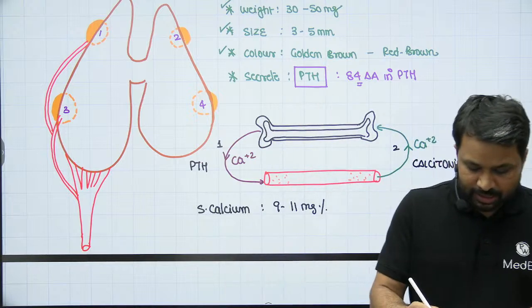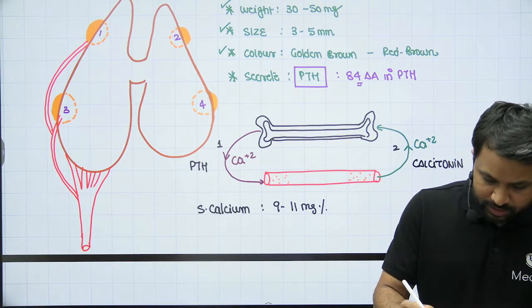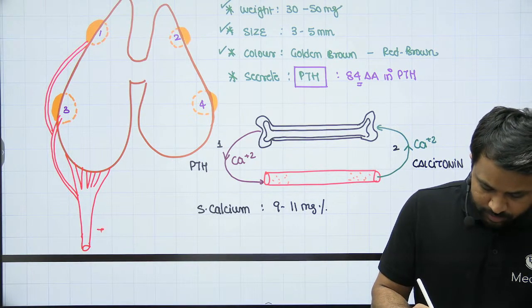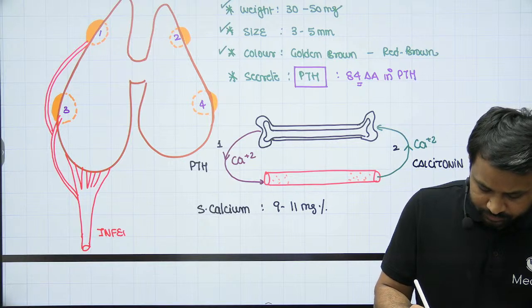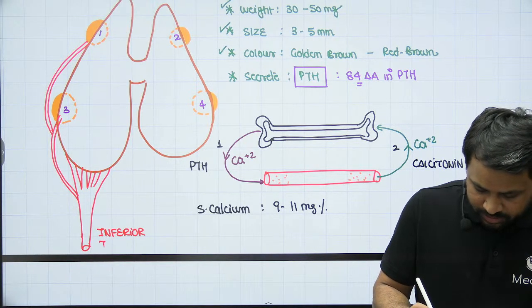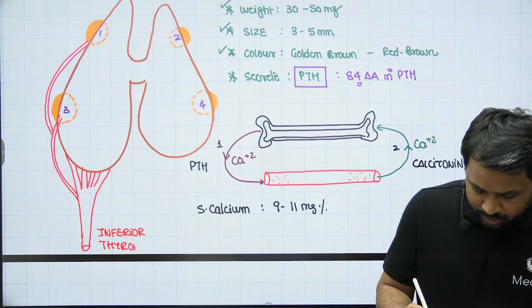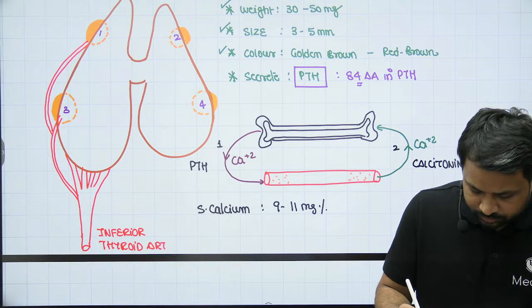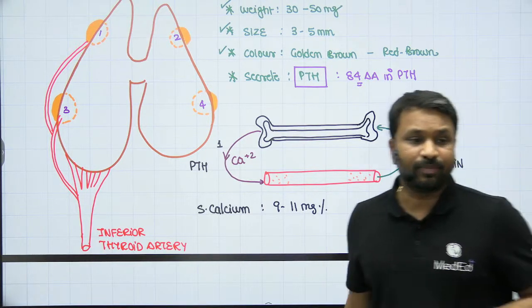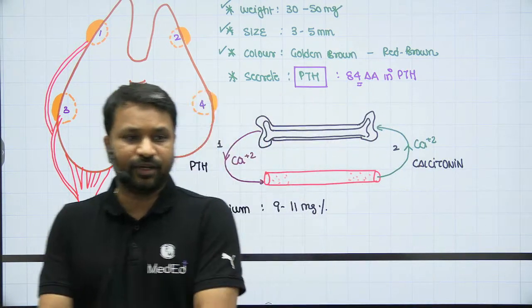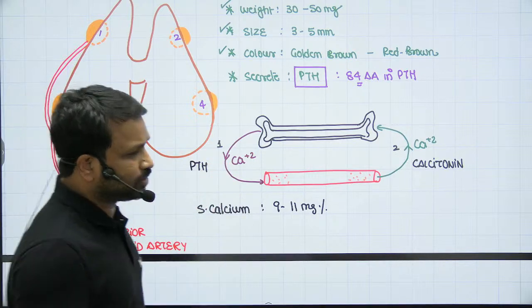So this is your inferior thyroid artery. So this is a combination, that is your inferior. This is the inferior thyroid artery. Right. So blood supply to the parathyroid gland comes from the inferior thyroid artery. It supplies to both the parathyroid glands.